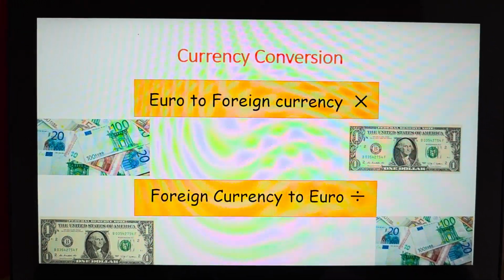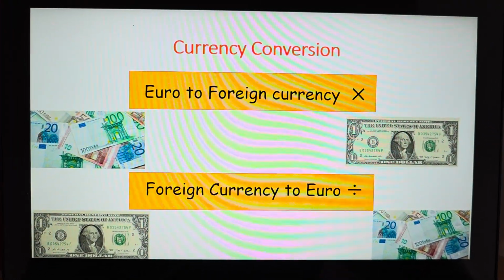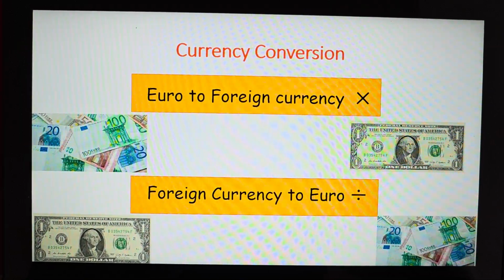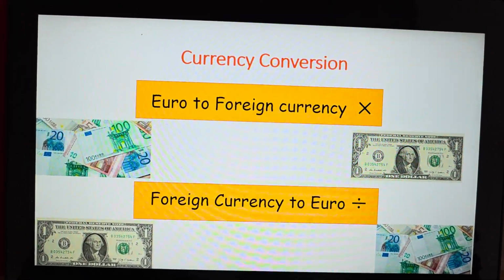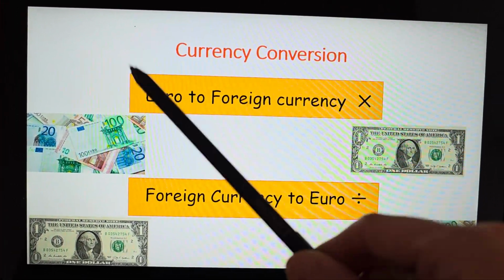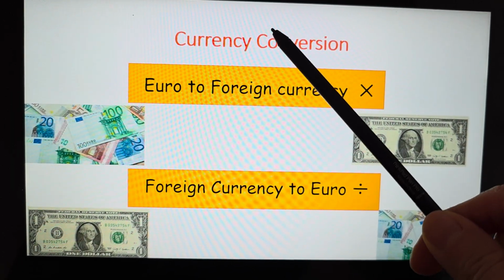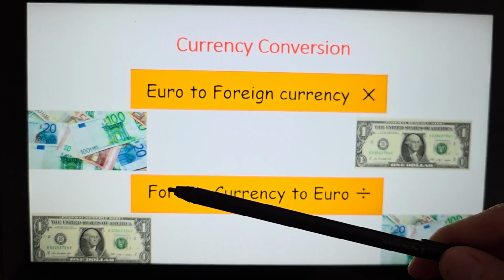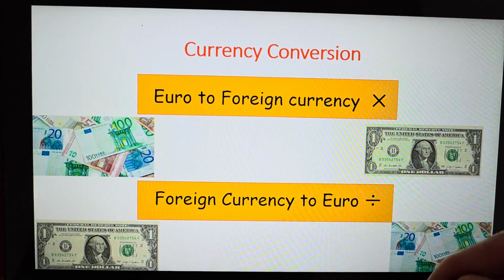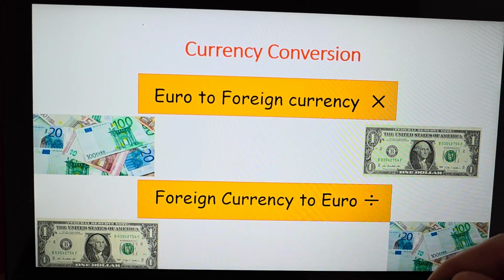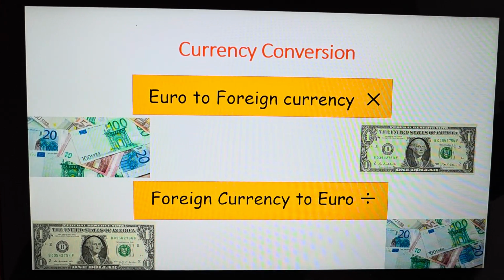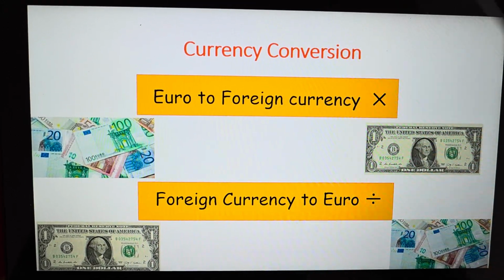Okay, we're looking at currency conversion. Now, there's two formulae you need to remember when you are converting currencies. There are two rules. If you are converting euro into foreign currency, now foreign currency could be pound sterling, it could be American dollars, it could be Japanese yen, it could be Russian ruble, it could be any of those currencies, right? But they're considered the foreign currencies.